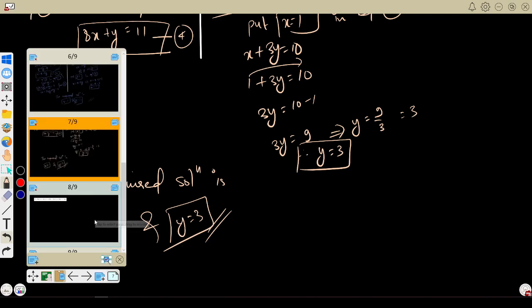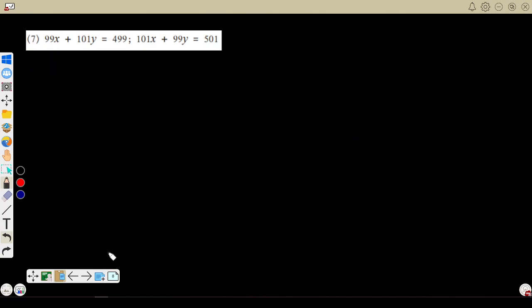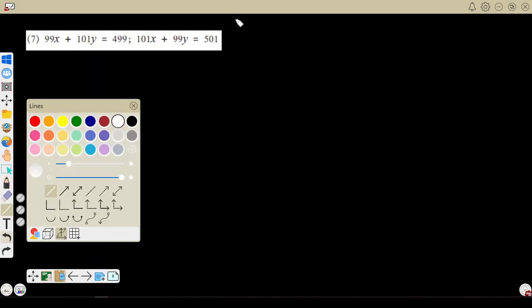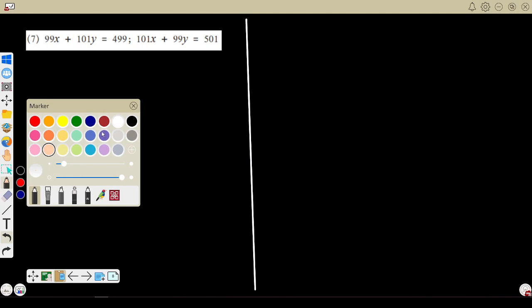Now moving on to the next slide. Now this question is a bit different. To solve this, the approach will be slightly different, so I want you to make sure to understand this. This question and the next, that is question number 8, will be solved in the same manner. I'll change the color for this.